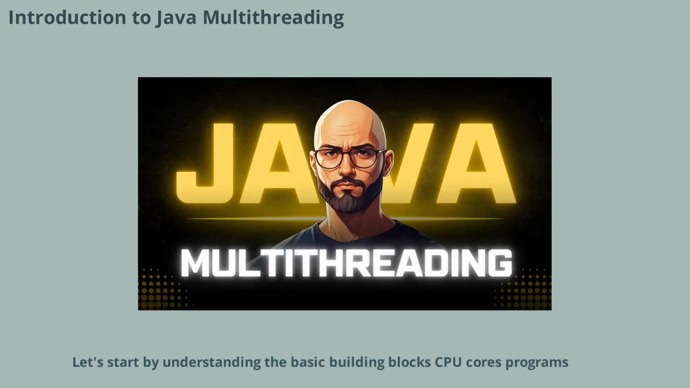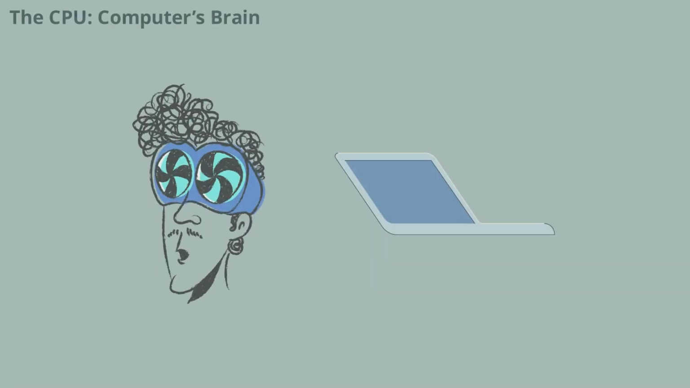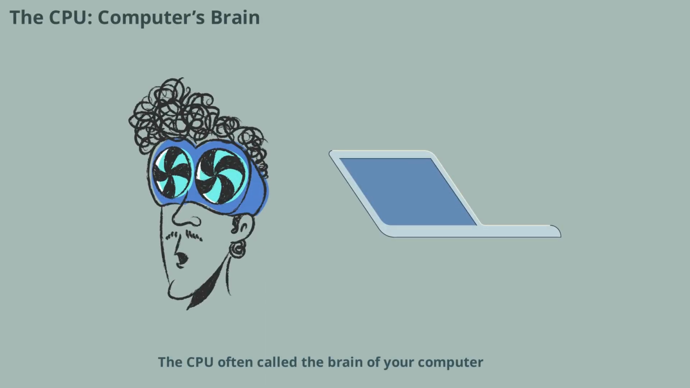Let's start by understanding the basic building blocks: CPU, cores, programs, processes, and threads. CPU, often called the brain of your computer, is responsible for executing instructions from programs. It performs arithmetic, logic, control, and input-output operations.